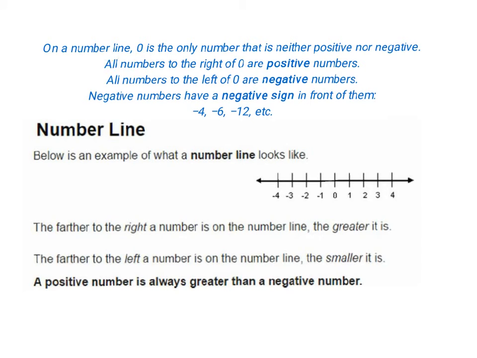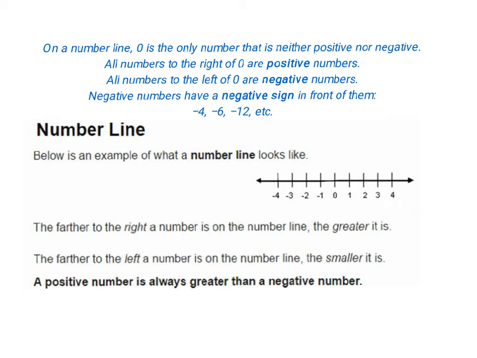So on a number line, you're going to have a 0, and 0 is the only number that is neither negative nor positive. From that 0, all the numbers to the right are positive numbers, and all the numbers to the left are negative numbers. Negative numbers are going to have that negative sign in front of them, so you can tell the difference.